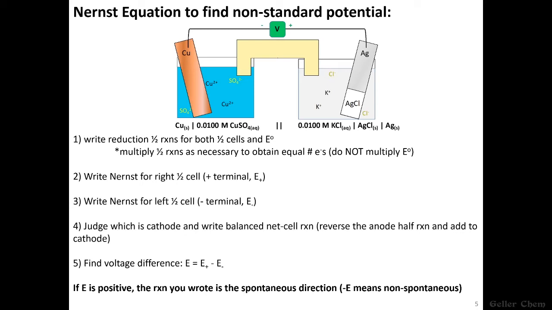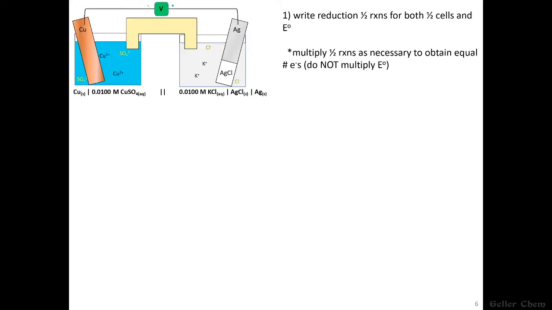Alright, let's see the Nernst equation in action with an actual example. Don't bother writing all these steps, we'll learn by doing. So here's our cell. It looks like the other ones we've seen. In fact, we've seen this half cell before, copper, copper 2+, and sulfate. But this time we're not at standard state.